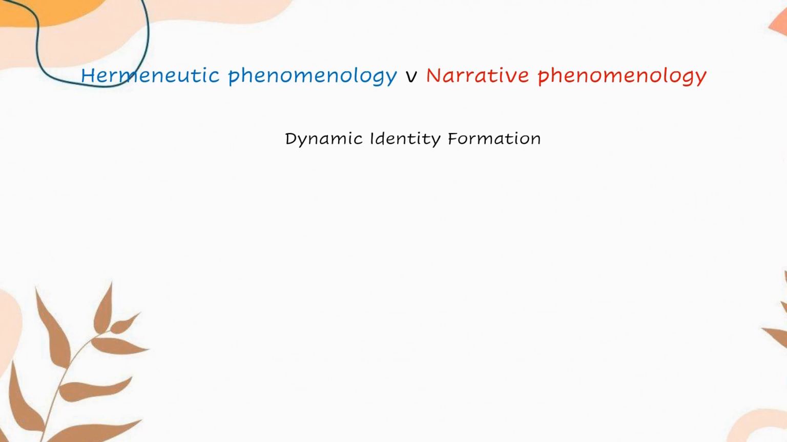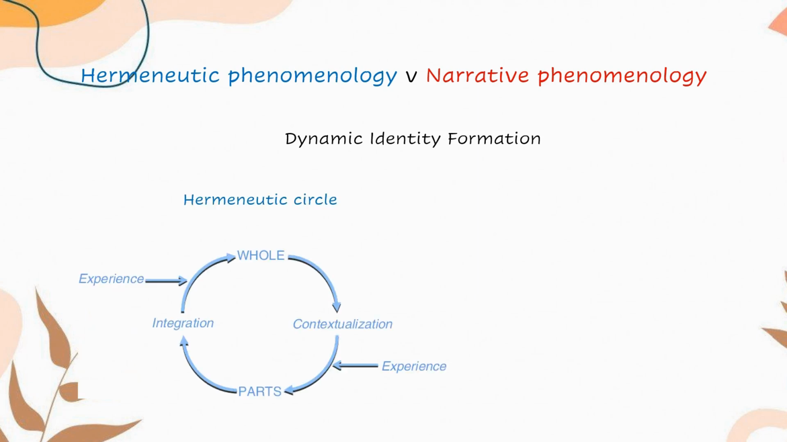So hermeneutic phenomenology examines how identity is continuously shaped and reshaped through lived experiences and their interpretation. This is called the hermeneutic circle. Simply, the hermeneutic circle is the idea that to understand something, you need to look at both the big picture and the smaller details, and each helps make sense of the other. This back and forth process helps deepen the overall understanding.